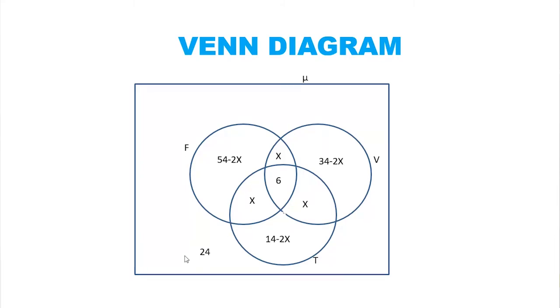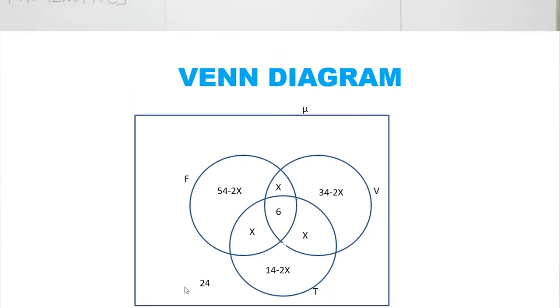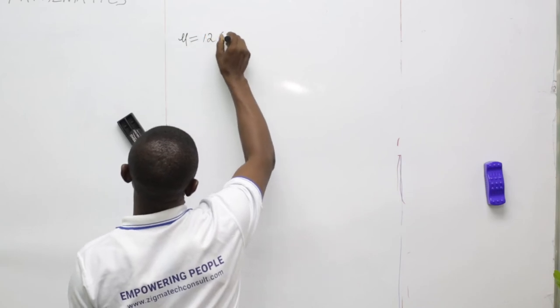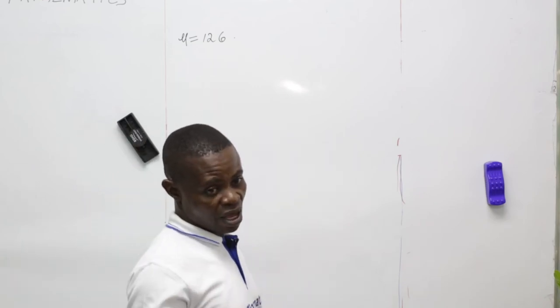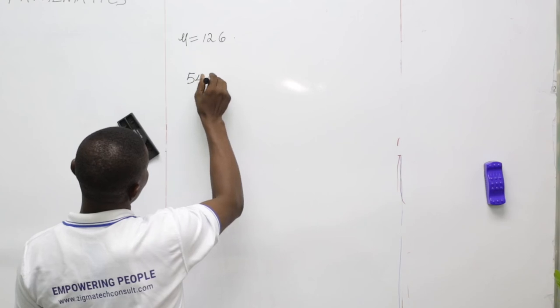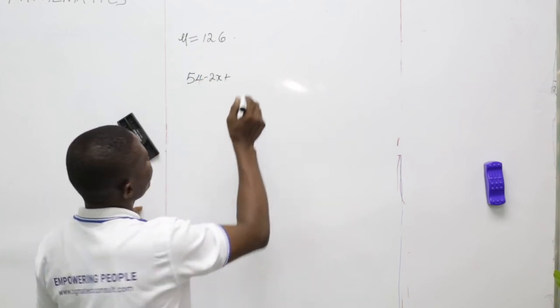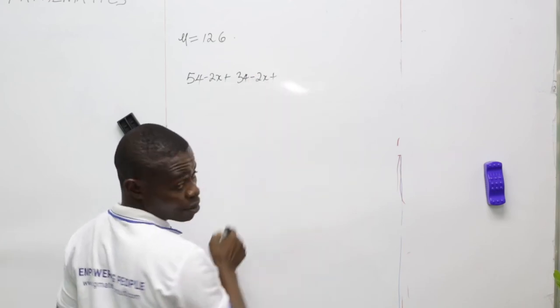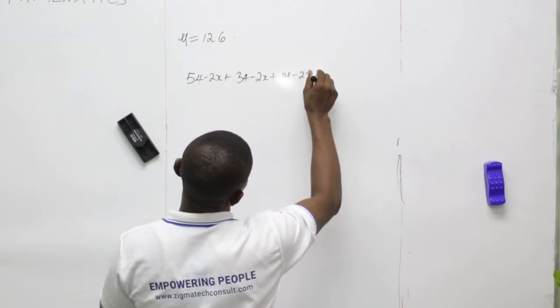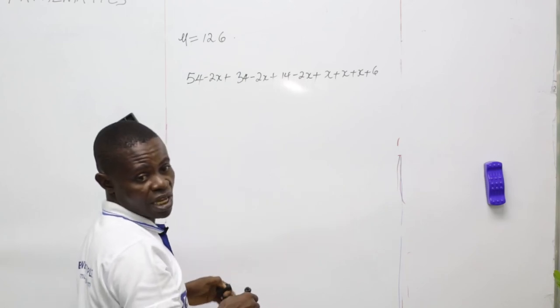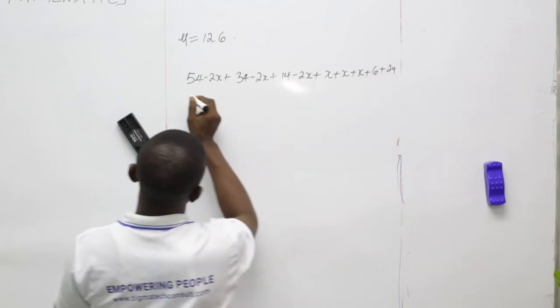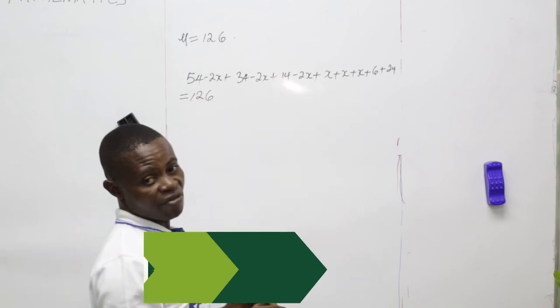we should find the value of x. Now to find the value of x, we have attended to question one. The number of students who like playing none of the games equals 24. Now, our universal set equals 126. So to get the value of x, remember, everything here equals the universal set. Let's say 54 minus 2x plus 34 minus 2x plus 14 minus 2x plus x plus x plus x plus 6 plus 24, equals 126.